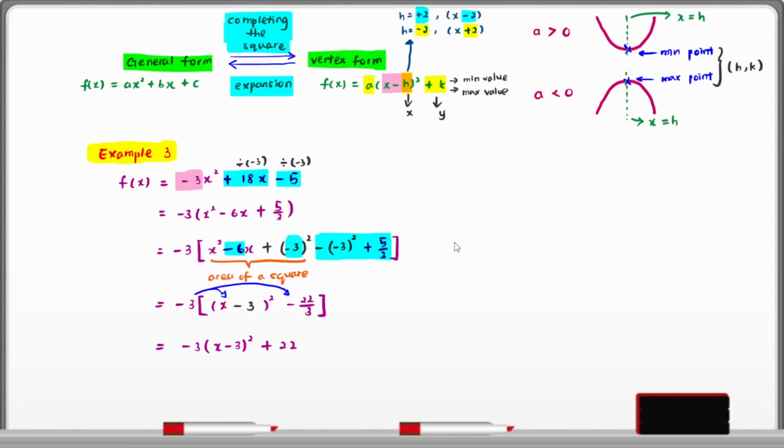So here the a, which is equal to negative 3, is less than 0. So this is the shape of the graph that you're going to get. So here you're going to have the maximum point with the coordinates of 3 and 22. And the axis of symmetry, which will pass through the maximum point here, the equation will be x equal to 3.